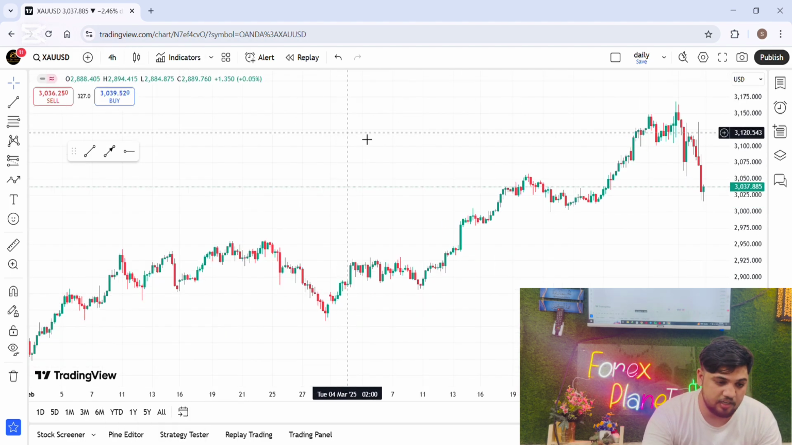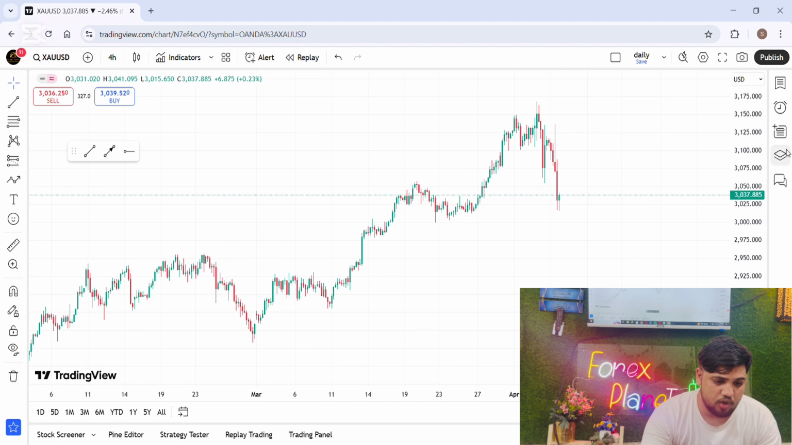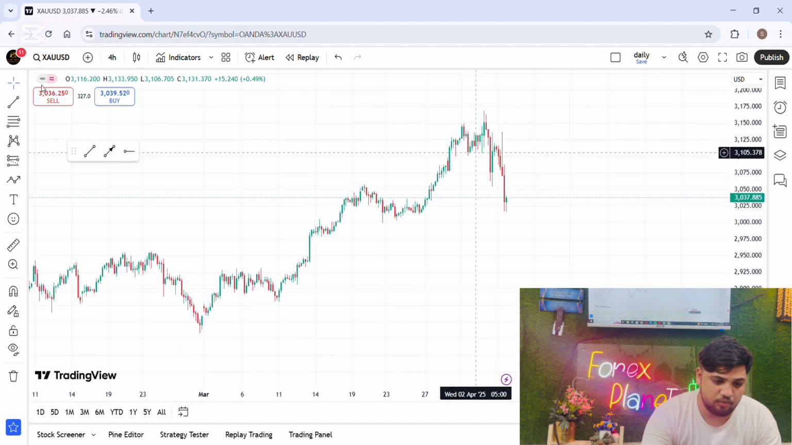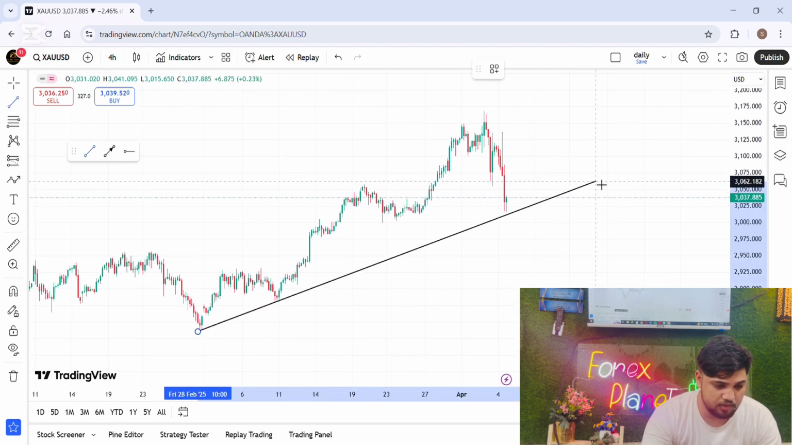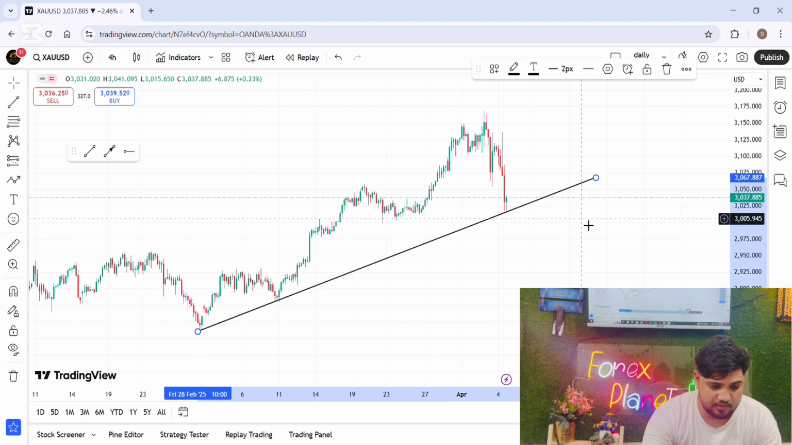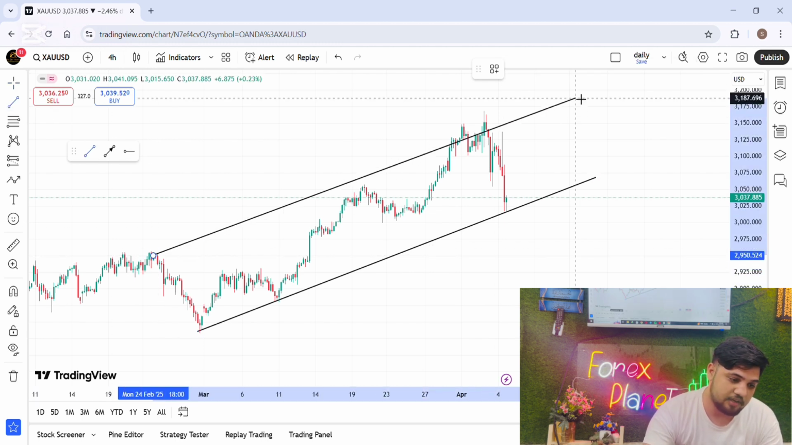The video is getting very long, 14 minutes already. So according to the H4 structure, we have two zones. First of all, this trend line. Sorry, I got confused. Okay, so first of all, we have this trend line, and second we have this trend line.